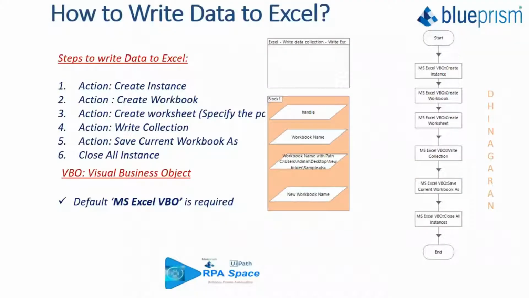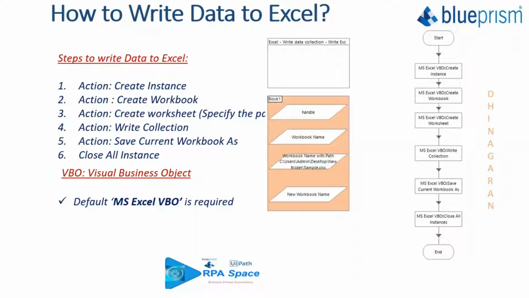So as I mentioned earlier, this is more related to Excel write operations. So we are going to write data to Excel. We've seen in the past how to read data from Excel. It's kind of a writing operation that we're going to see now. To perform this write operation in Blue Prism, you need the MS Excel VBO, which is going to be helpful for you to perform this operation.